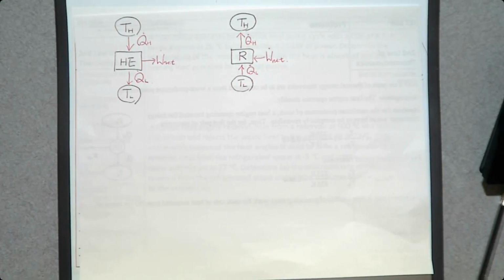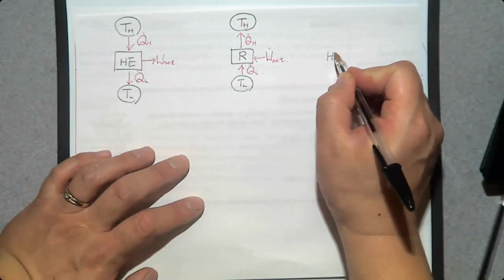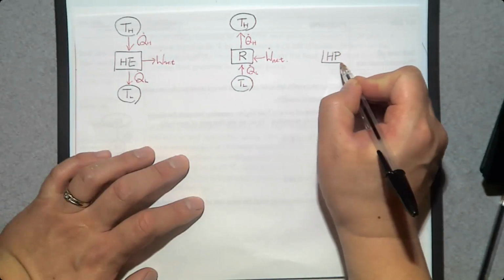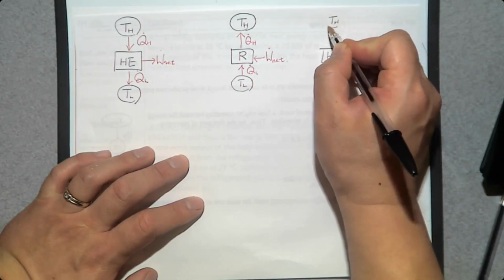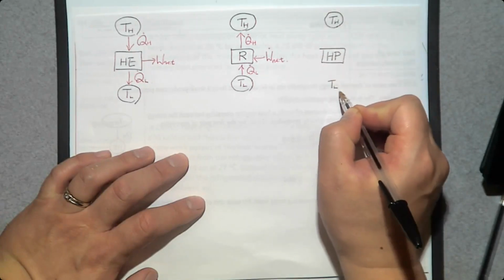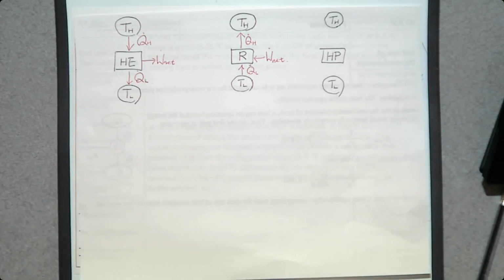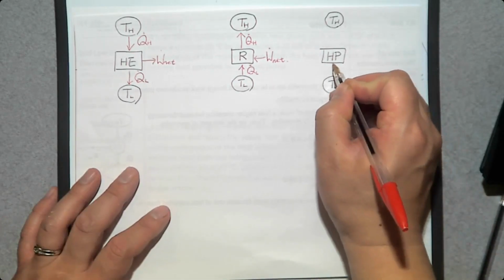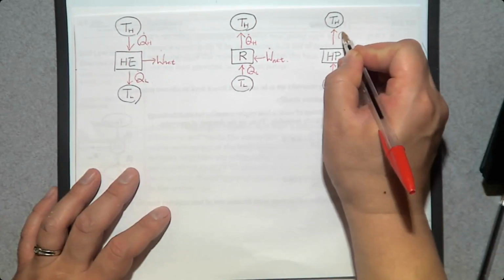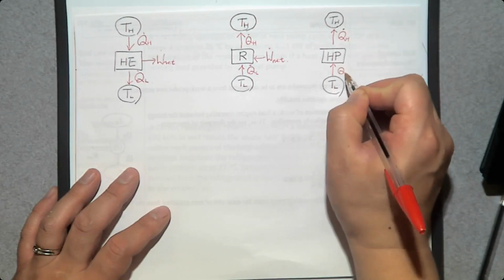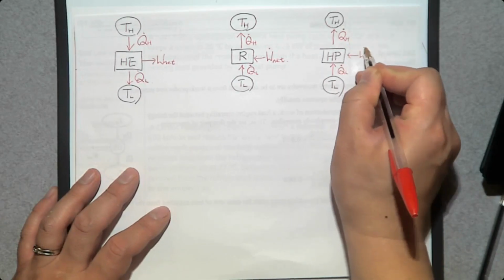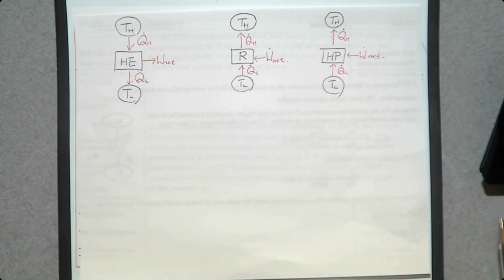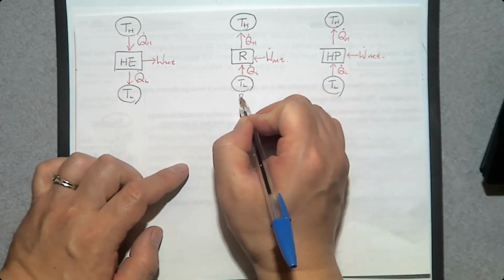What about a heat pump? It's the same thing. A heat pump has two thermal energy reservoirs, one at high temperature and the other at low temperature. We transfer heat from low temperature to high temperature, which is against the second law of thermodynamics. To make that happen, we need to provide power, W dot net. In this case, for the refrigerator, TL is the refrigerated space.